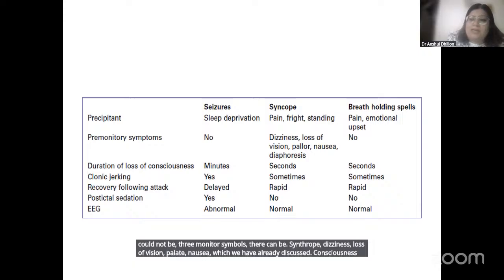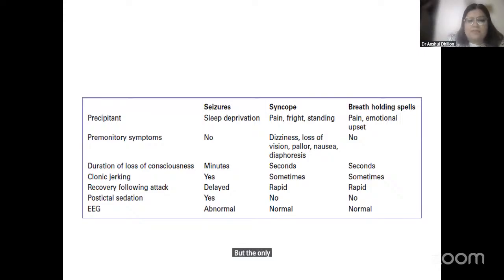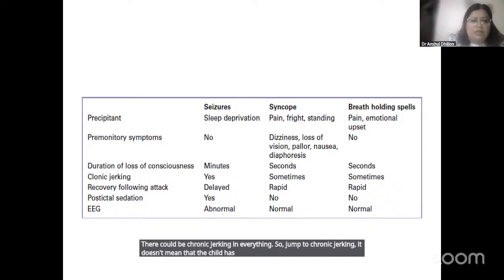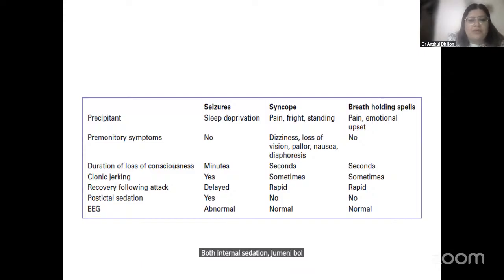Consciousness takes a little time to return in seizure, but in both, consciousness comes up quickly. There could be clonic jerking in every condition. So where there is clonic jerking, it doesn't mean that the child had a seizure. You have to rule out what you are dealing with. Recovery is very quick in syncope and breath holding spell. Post-ictal sedation, which I mentioned, with quick recovery does not happen in seizure; children can take a lot of time.